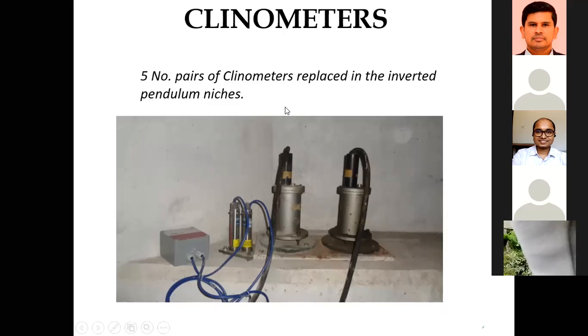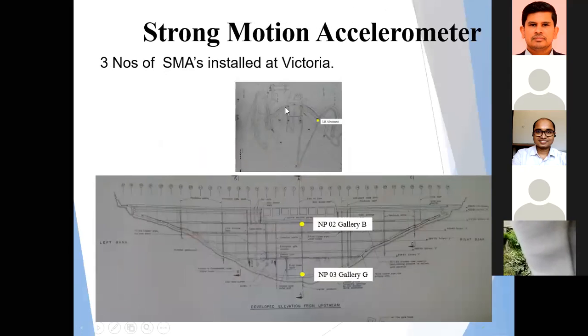We can measure using these clinometers and strong motion accelerometers. Actually, in recent times, they have been very useful, and in every news you can see the SMA data and how it was recorded in the dam. We need to measure the earthquake vibrations, so how those vibrations affect the dam body.